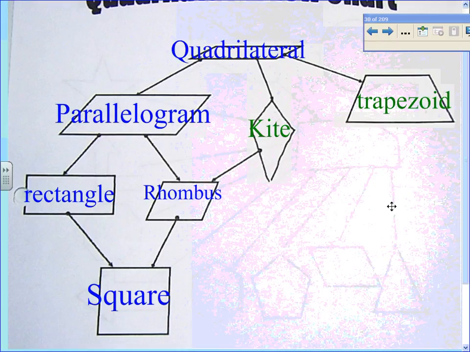No. A square is always a rhombus. We talked about this yesterday. A square has 4 right angles and all congruent sides. A rhombus has all congruent sides, opposite sides parallel, but the angles are not 90 degrees. A square is always a rhombus. A rhombus is sometimes a square.